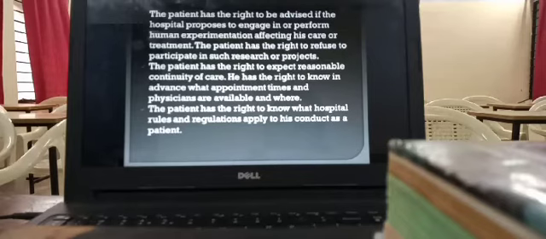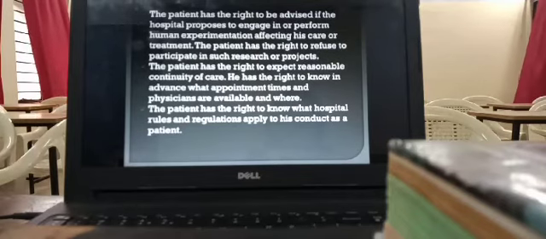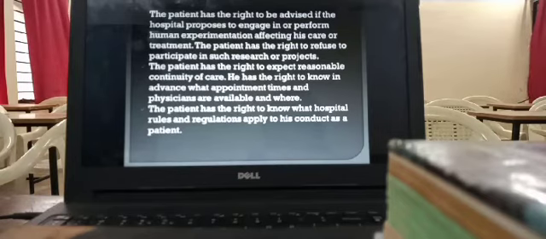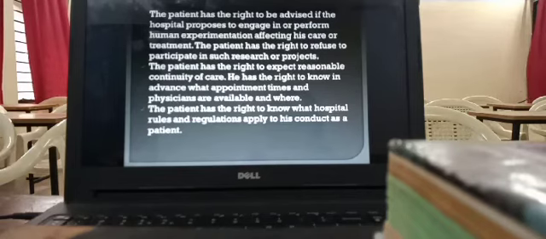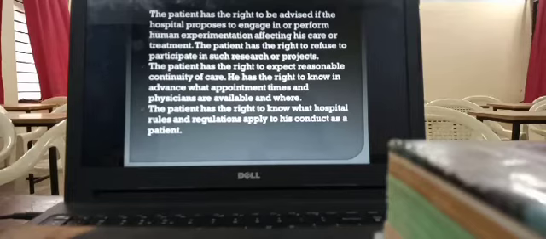Next, the patient has the right to expect reasonable continuity of care. He has the right to know in advance what appointment times and physicians are available and where. So they have the right to know about future care plans. Sometimes the patient asks for the next review if the physician is available. Some are very comfortable consulting the same doctor for continuity of care. In such cases, the patient has the right to know about the physicians.